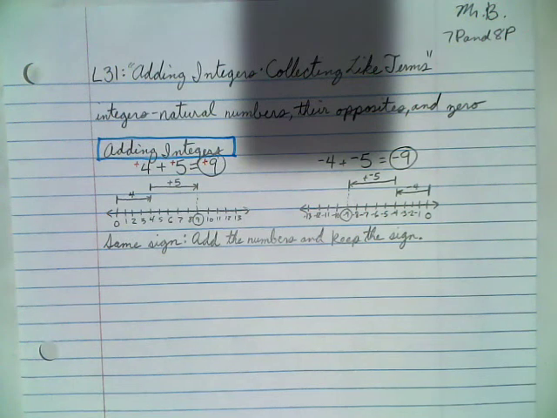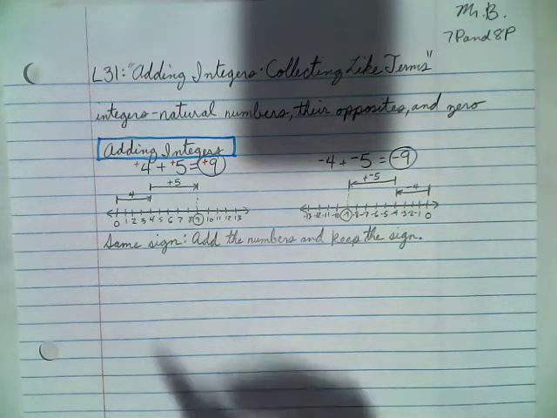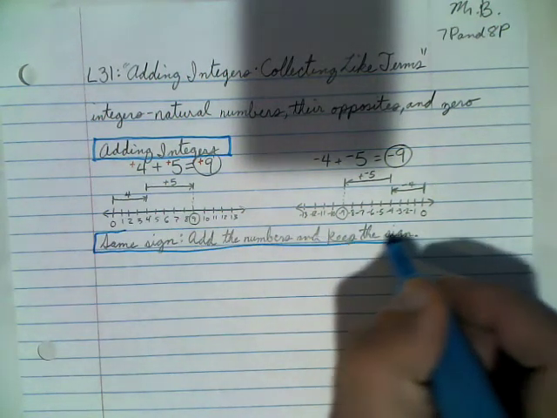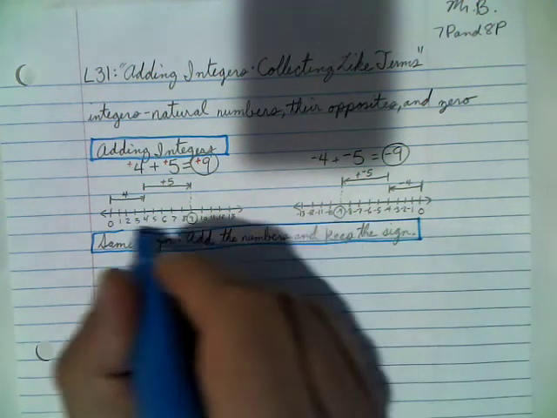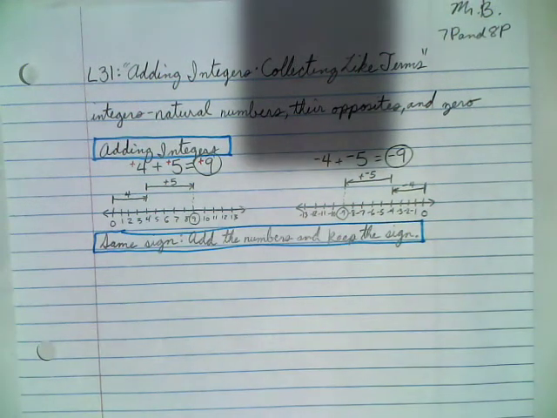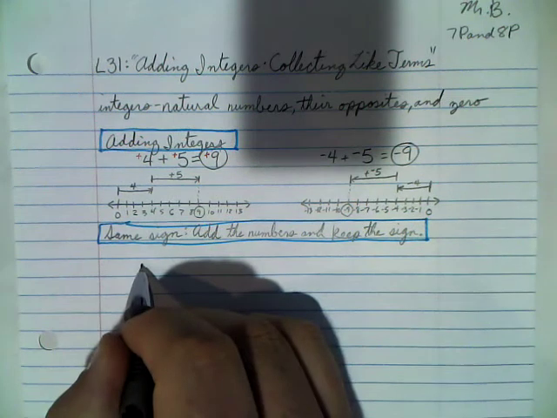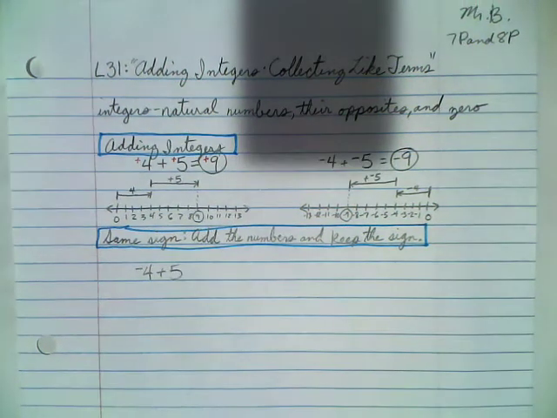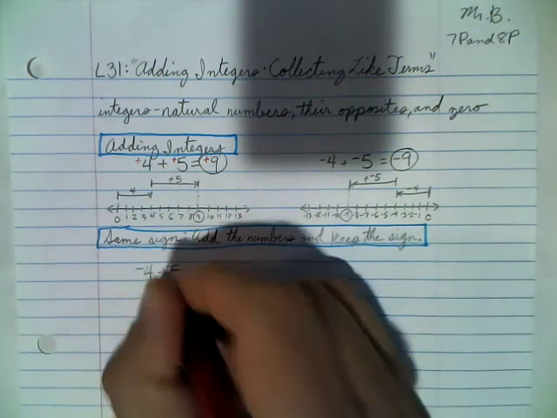So when adding integers, if they have the same sign, we will actually truly add the numbers and keep the sign. So if they were both positive, the answer will be positive. If they're both negative, the answer will be negative. So ladies and gentlemen, this should raise a question in our minds about what happens then if they have opposite signs or different signs. So let's take a look at negative 4 plus 5. And of course, when we say 5, we really mean positive 5.